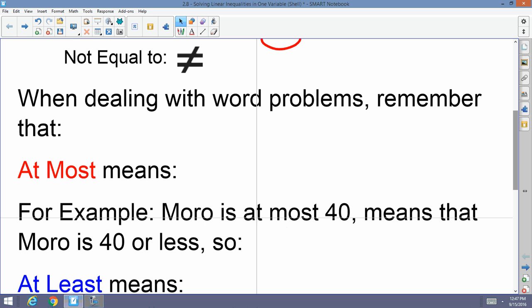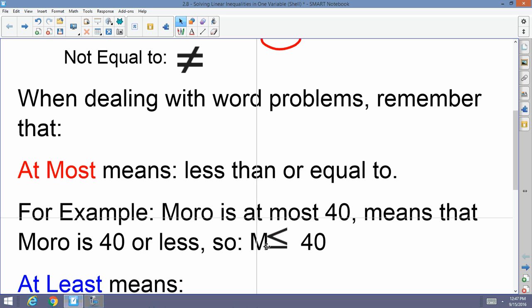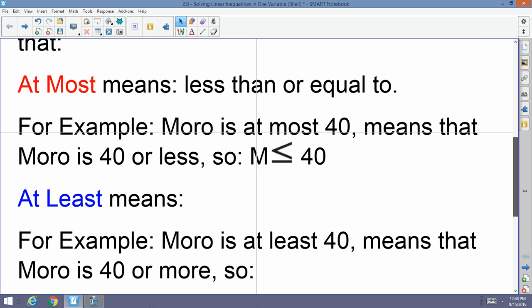Now, when dealing with word problems, okay, you got to remember the following, okay? At most means less than or equal to. For example, Mr. Morrow is at most 40 years old. Means that Mr. Morrow is 40 years or less. So Mr. Morrow M is less than or equal to 40 because I'm at most 40. So whenever you see in a word problem, the word at most, it's less than or equal to.